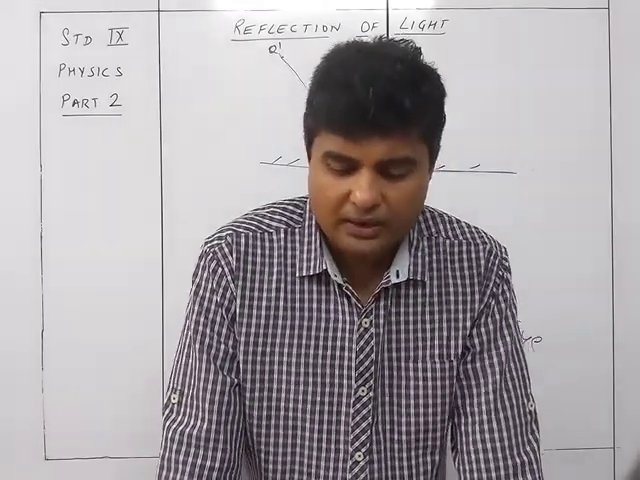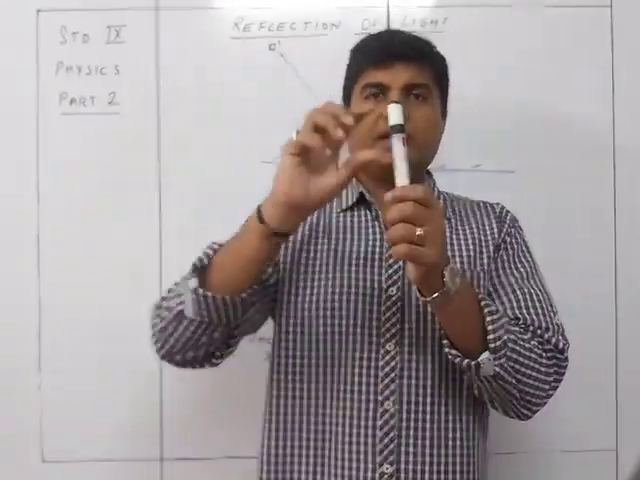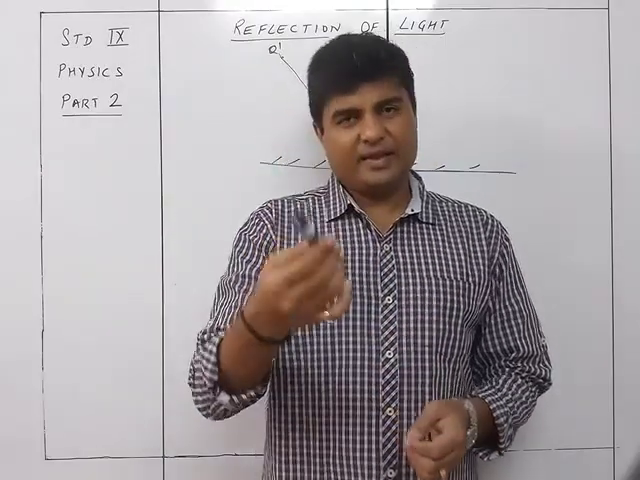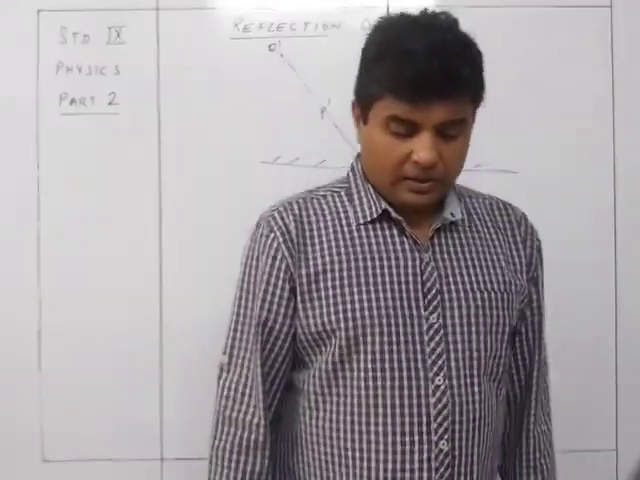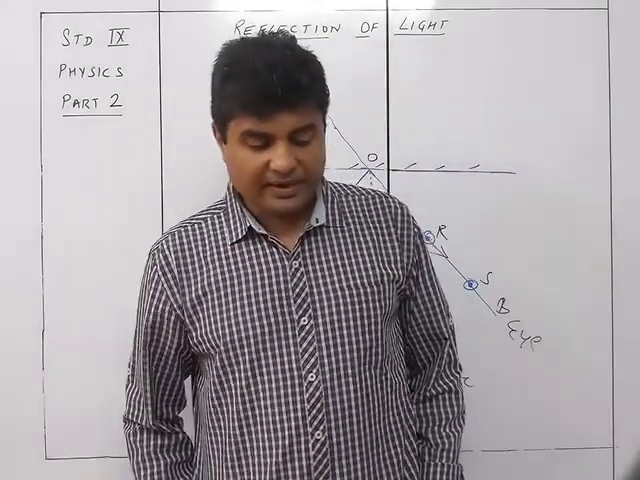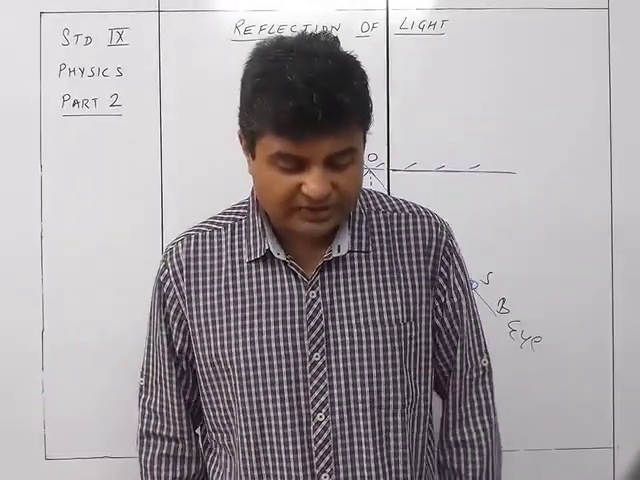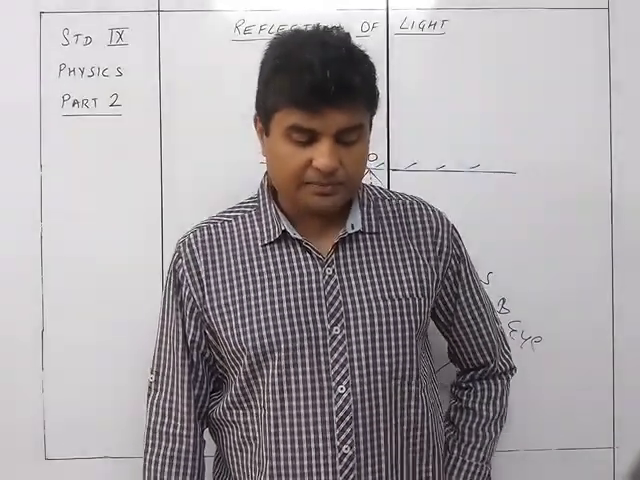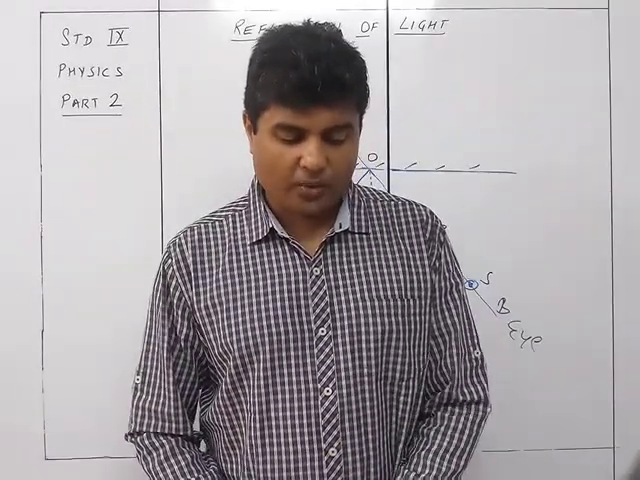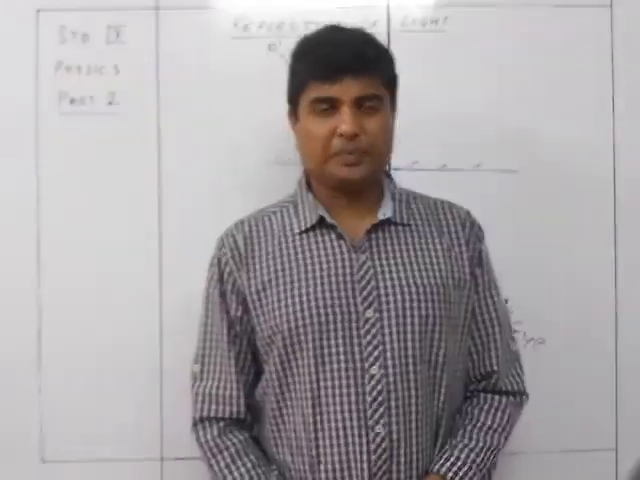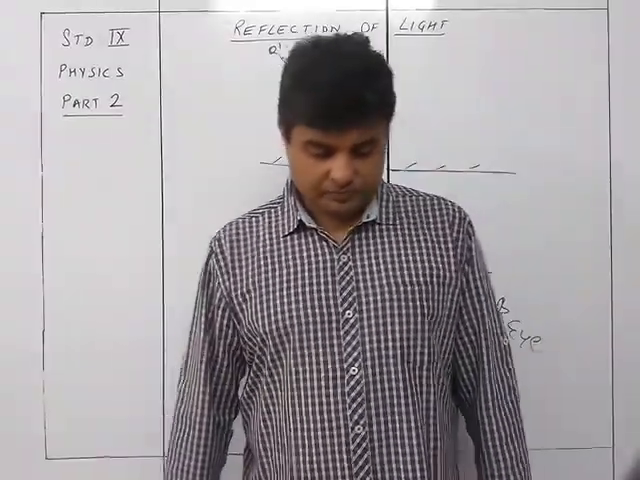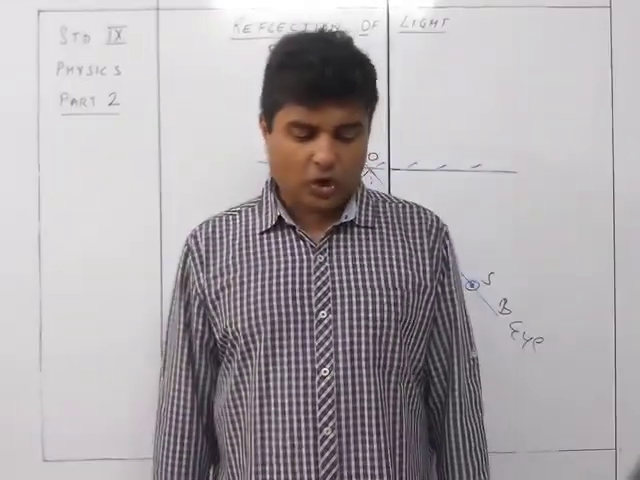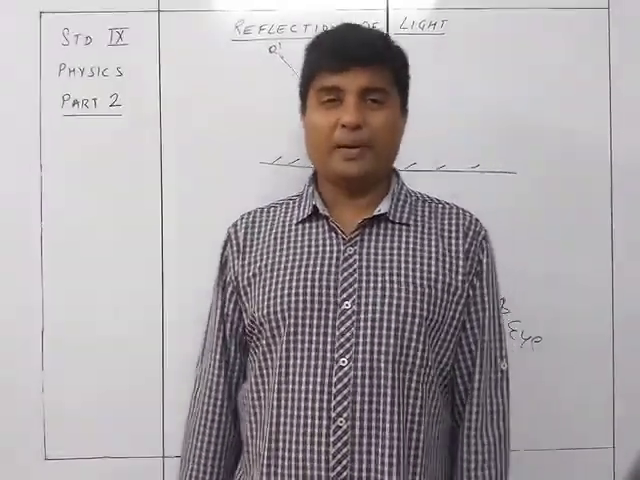In real image, if the object is like this, the image will appear like this. Whereas in virtual image, if the object is like this, it will appear the same way. So that is an example. The real image is, for example, the image of a distant object formed by a concave mirror, and the image of an object formed by a plane mirror or a convex mirror is a virtual image. Now let's see how we find out the image of an object formed by a plane mirror.